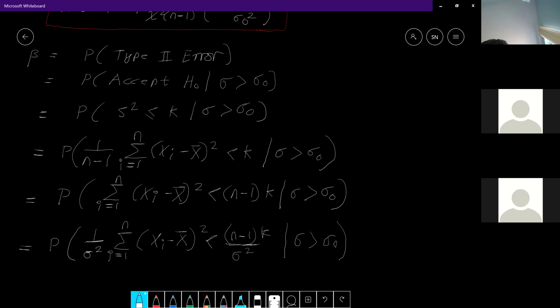Okay. Now, using the same argument as I did above, you can say that this probability is the same as the probability that the first term will have, once again, using the same argument, a chi-square distribution with n minus 1 degrees of freedom.